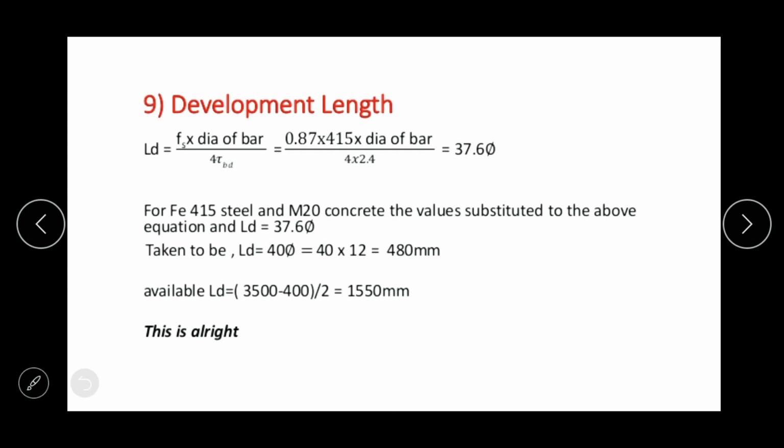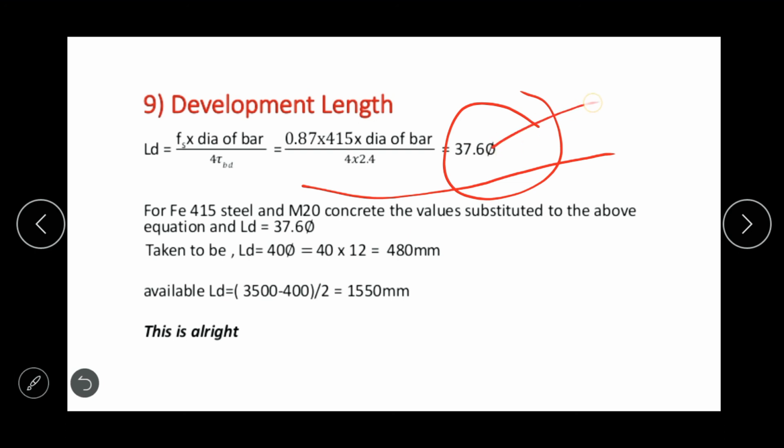Now we have to check for development length. As I discussed in my previous video, the development length can be calculated by this formula, and for M20 grade concrete and Fe 415 grade steel, the development length calculated is 37.65 phi, where phi is the diameter of the bar. So it can be rounded up to 45 phi. So total development length required is 480 mm, but the development length available is 1550 mm.